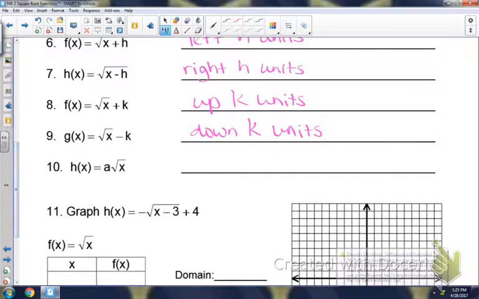You have an a. If a is greater than 1, just like on the quadratics, that's a stretch. And if a is in between 0 and 1, that's a shrink.